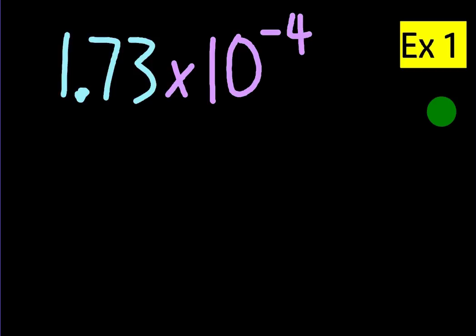Let's go ahead and take a look at example 1. So we have 1.73 times 10 to the negative 4. So the question is, what do we do? Alright, well, let's go ahead and take a look at the steps. Like I said, for this lesson, when going from scientific back to standard, the exponent will determine which direction to move. If it's negative, you'll go left. If it's positive, you'll move the decimal to the right.